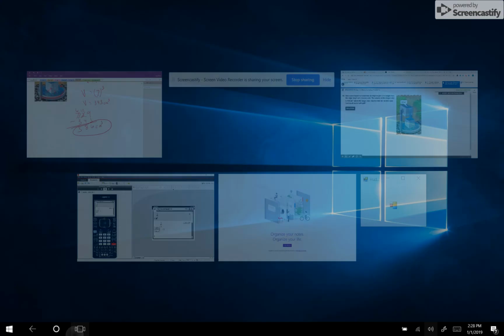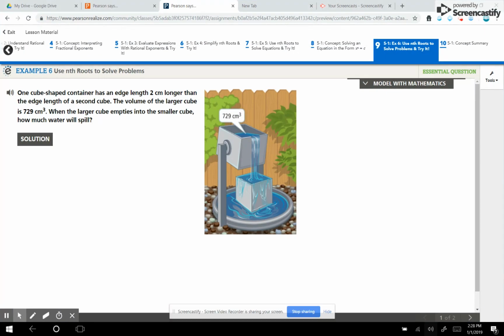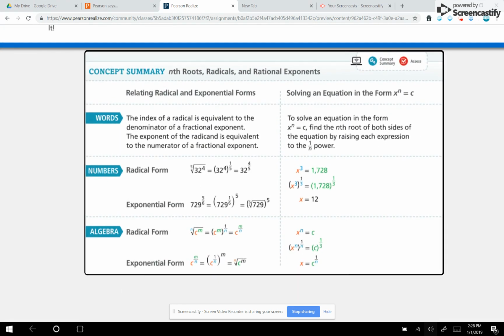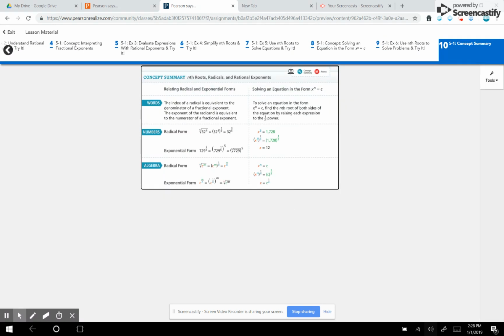Now I'm going to go back just one last time to Pearson so you guys can kind of see our concept summary here. You've got nth roots, radical exponents. So here's our words. The index of a radical is equivalent to the denominator of a fractional exponent. The exponent of the radicand is equivalent to the numerator. All that means is that if you have a fraction, like we have here, your bottom is your index, and your top is your exponent.